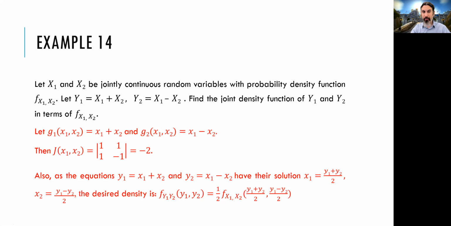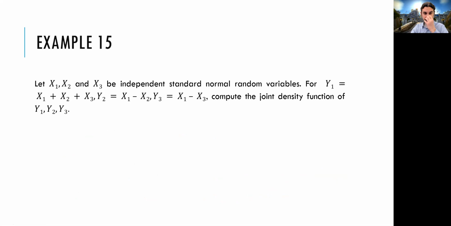Now, another question. This one looks a bit more complex, but it isn't really. This one has 3 independent standard normal random variables, and it's going to be transformed into 3 y random variables. They don't have to be normal, of course. They're not going to be normal anyway, for the most part. Now, we have y1 is equal to x1 plus x2 plus x3, y2 is equal to x1 minus x2, and y3 is equal to x1 minus x3.